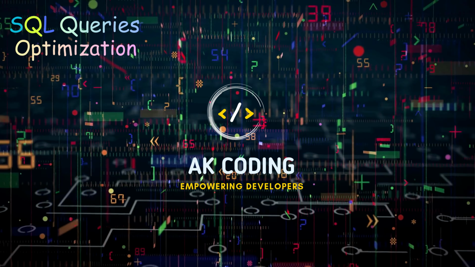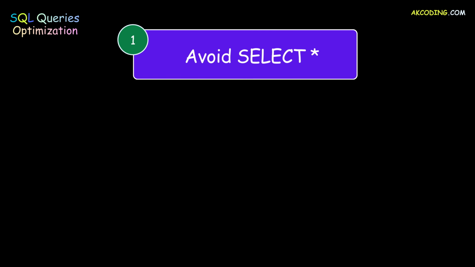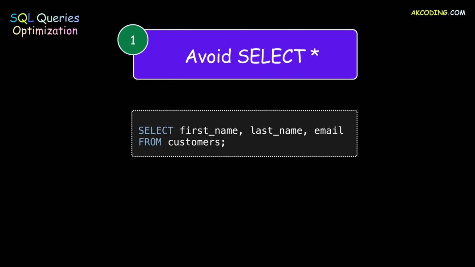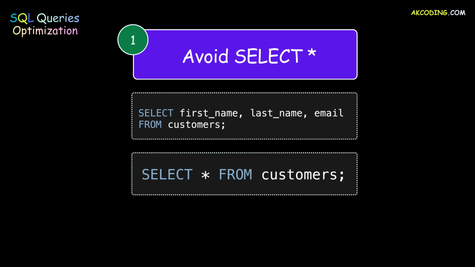Number 1. Avoid use of SELECT *. Using SELECT * retrieves all your columns even if you only need a few. This increases IO and memory usage unnecessarily. Do SELECT first_name, last_name, email_id FROM customers, and don't do SELECT * FROM customers. Why this matters? Fetching only required columns reduces data transfer and improves query parsing time.